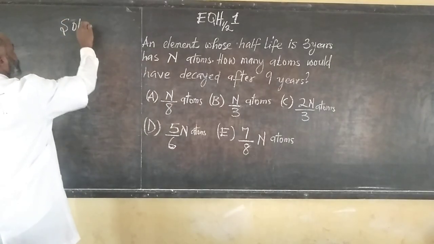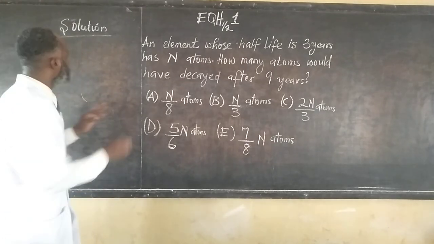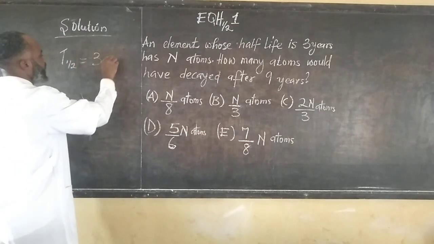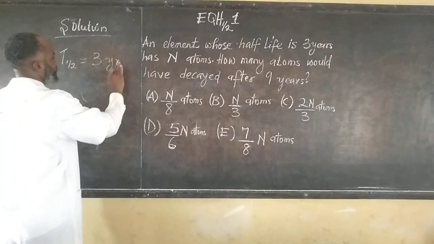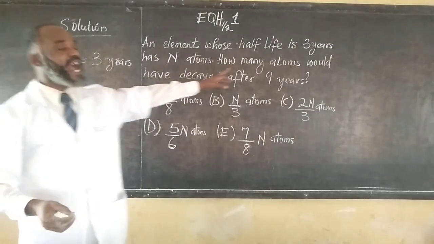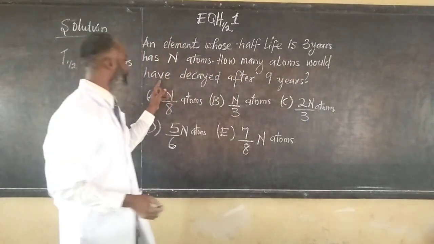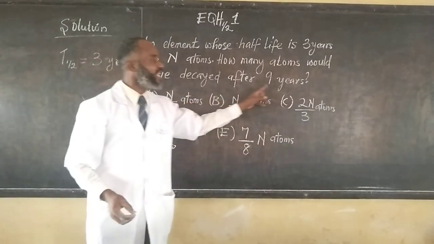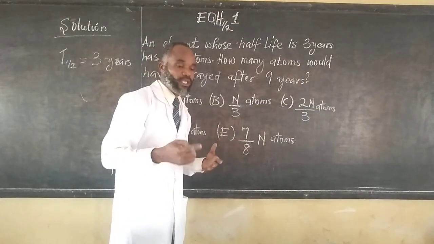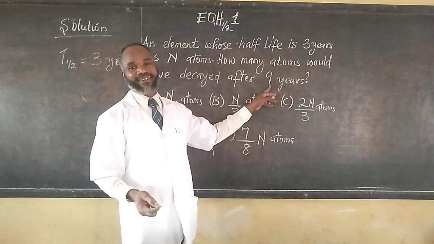Solution. Half-life, T half, is equal to 3 years. How many atoms would have decayed after 9 years? So we need to know the number of atoms that would have decayed after the element lasted 9 years.